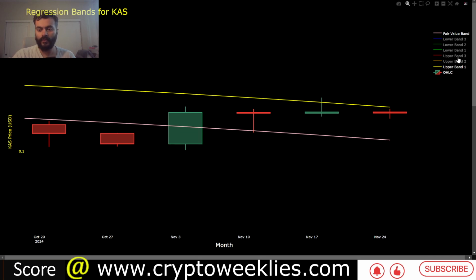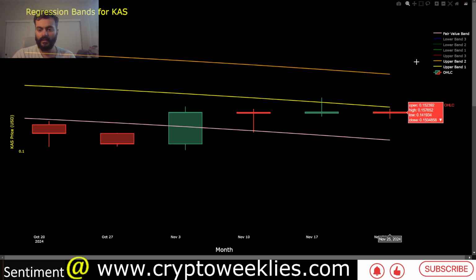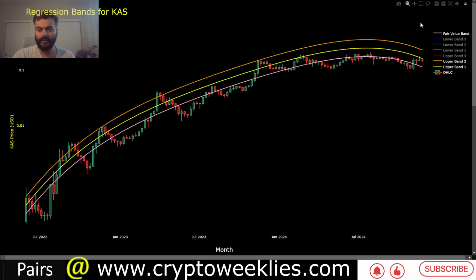If the price meaningfully holds above 16 cents, then the secondary or two standard deviation residual is at around 22 cents. A 22 cent Kaspa token would be considered overvalued at this point, as it was back in November 2023 when the price was at around 14 cents. So that's the nature of the polynomial regression function, which helps identify some of the overvaluation and undervaluation zones.